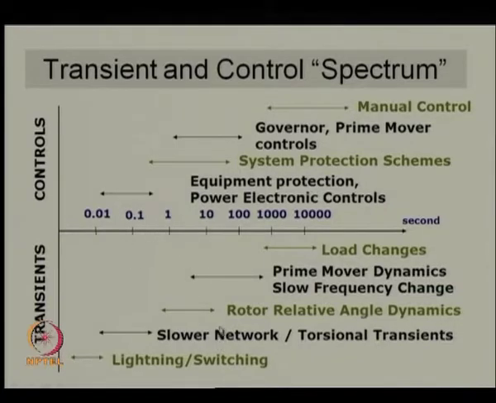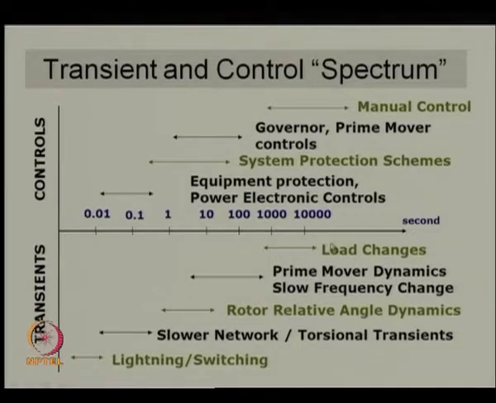In fact, if you are studying slow relative angle dynamics, you need not model a transmission line by partial differential equations. You can even neglect the d by dt's associated with the transmission line inductances and capacitances. At an even slower scale are the prime mover dynamics and slow frequency and load changes. These are slower, much slower.